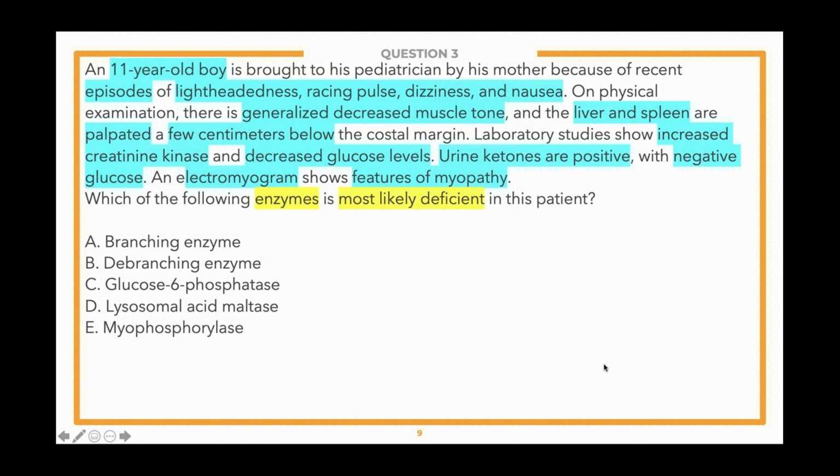E, myophosphorylase. D, lysosomal acid maltase. C, glucose 6-phosphatase. B, debranching enzyme. And A, branching enzyme. So we're going to go ahead and open up that poll. Go ahead and select what you think is the best answer here, and we'll talk about it in just a few seconds.